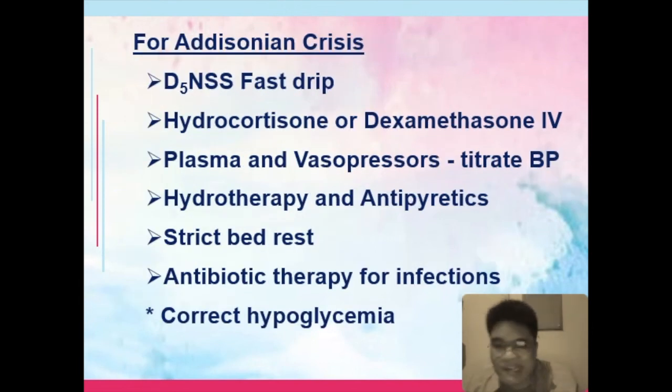Then, for Addisonian crisis, our goal here is to rapidly administer IV fluids, your glucose and electrolyte, especially sodium, and then the replacement of missing steroid hormones and vasopressors. So D5-NSS fast drip, because D5 containing glucose, class, you have a problem with glucocorticoid. Sugar is down. Your hydrocortisone and your dexamethasone will be a good substitute. Your hydrocortisone or your dexamethasone would be a compensation for your glucocorticoid decrease. Plasma would be administered if your patient is severely dehydrated.